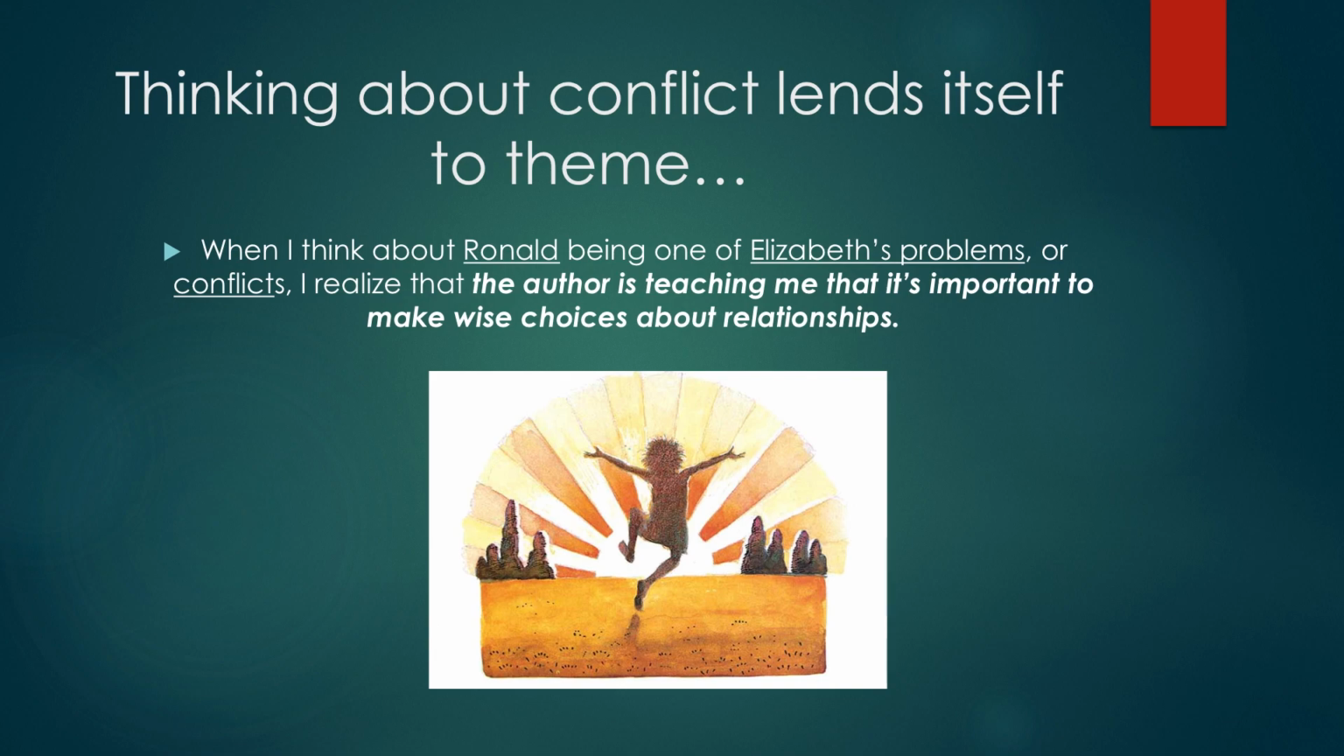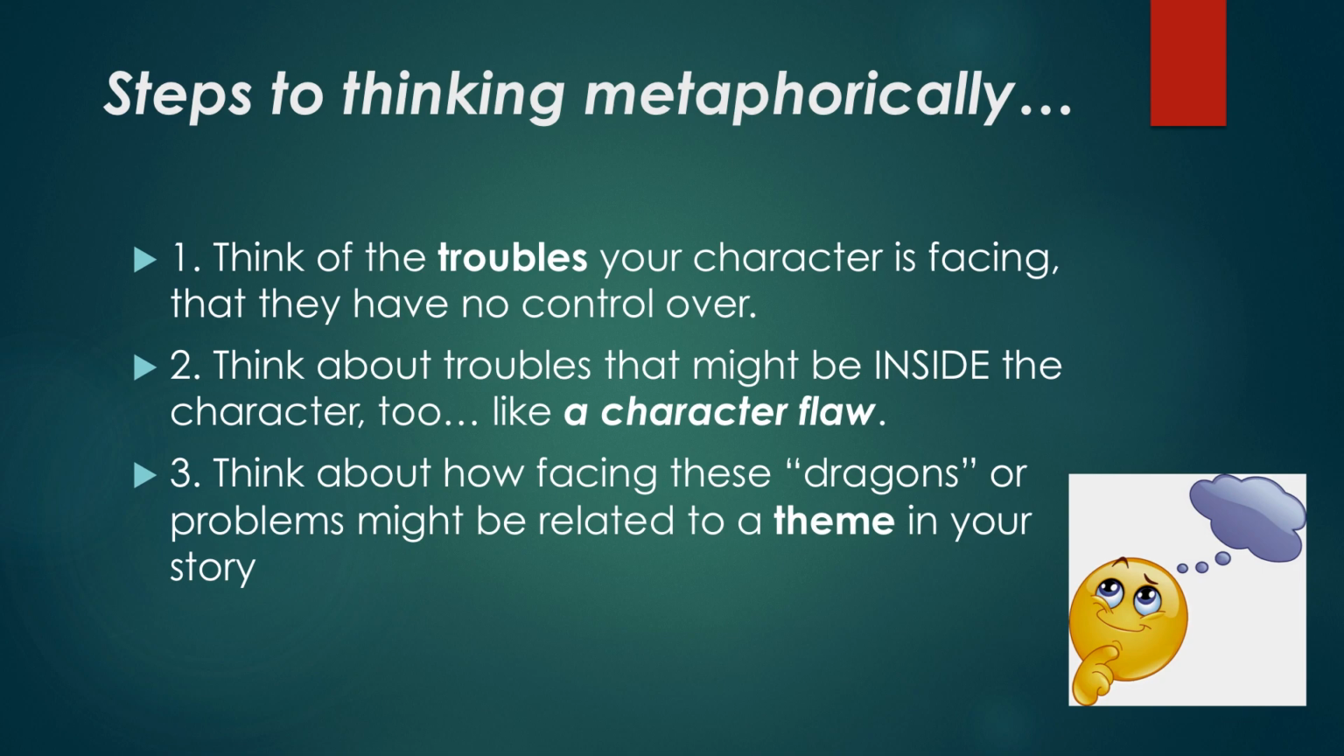So thinking about this conflict between Ronald and Elizabeth, it kind of lends itself to the theme. So when you think about Ronald being one of Elizabeth's problems or conflicts, you realize that the author is teaching you that it's important to make wise choices about relationships. And we know in the end she says, "Ronald, you're a loser," and she just kind of skips off into the sunset.